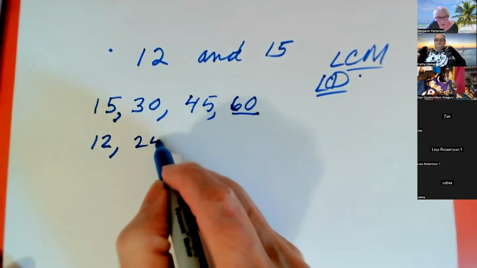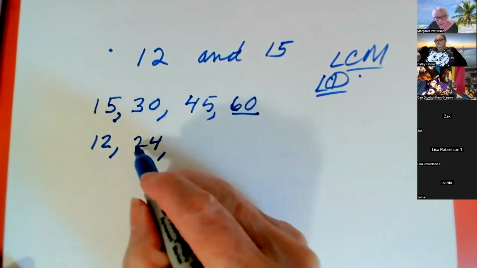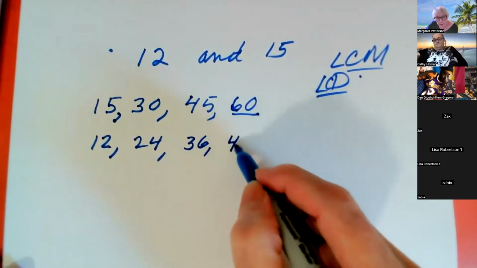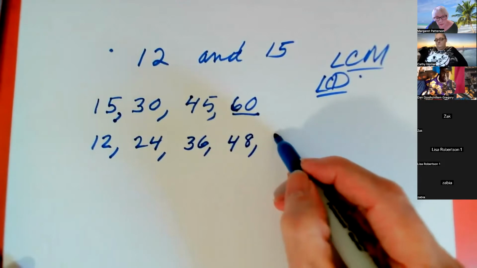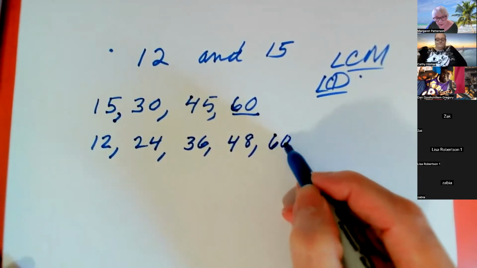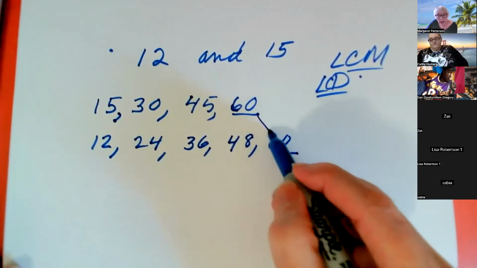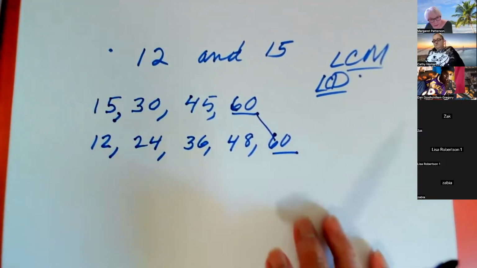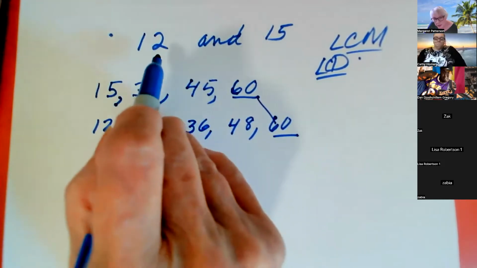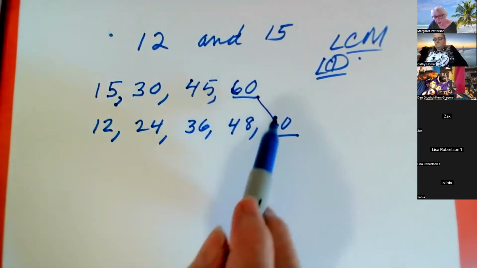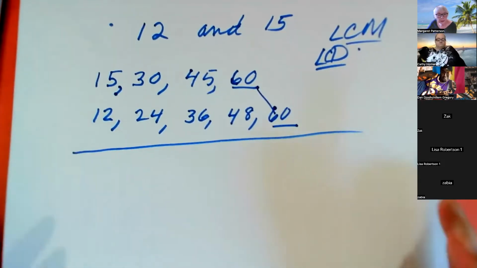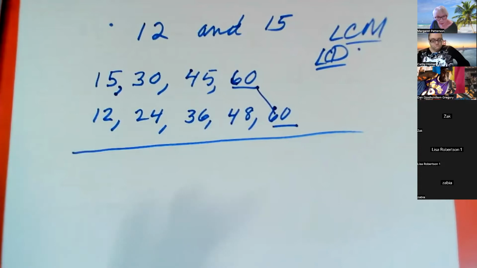12 times 2 is 24. I've got another way, so don't panic. 12 times 3 is 36. 12 times 4 is 48. And 12 times 5 is 60. That's the answer, the lowest common multiple. Now, even with these two numbers, it's starting to get messy. And so here's this way, which is for sure to get you the perfect answer.